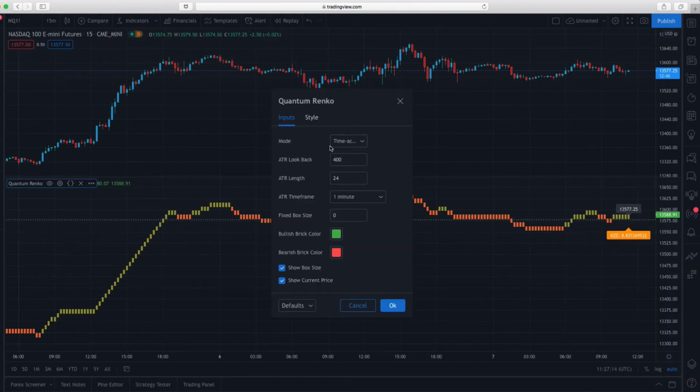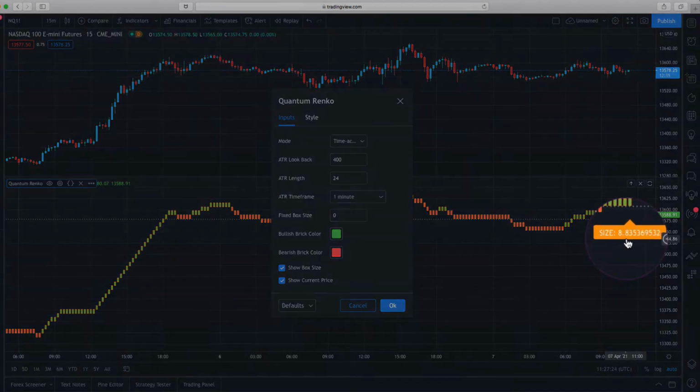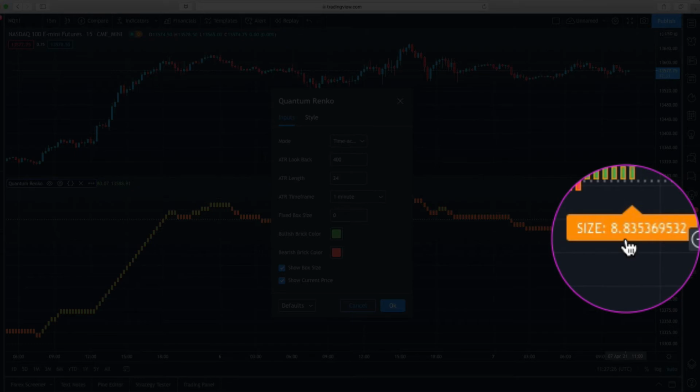This is where you toggle between the two. So at the moment, we're on the time accurate one here. We're on the ATR setting here. We've got no fixed box size. So basically this is telling us that at the moment, in this fairly sluggish piece of price action, the optimal box size is set at 8.8 here. So that's delivered off the ATR setting.